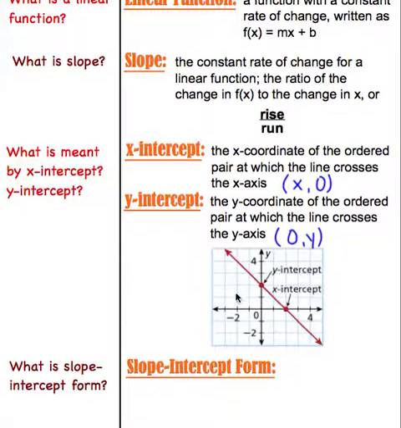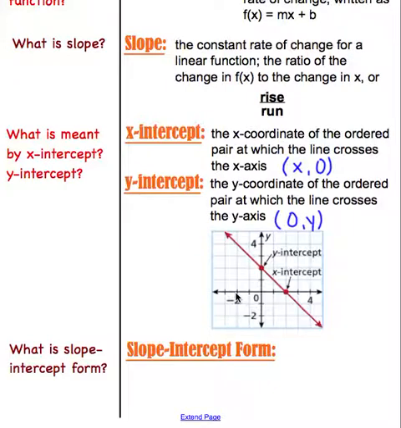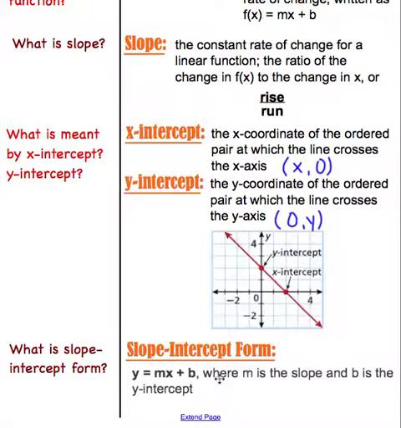Finally, we have slope-intercept form. Slope-intercept form is y equals mx plus b, where m is the slope and b is the y-intercept. So now that we've got all of our definitions, let's take a look at some of the things that we need to be able to do for today's lesson.